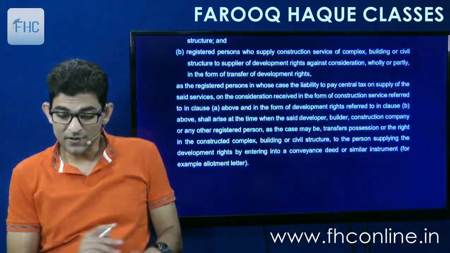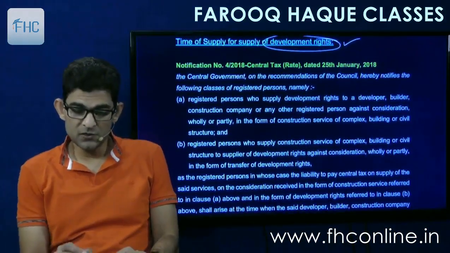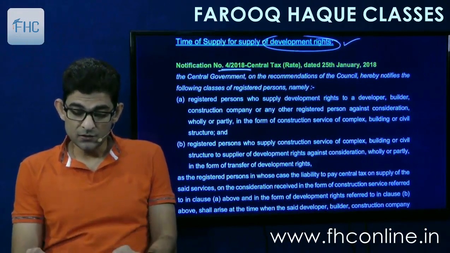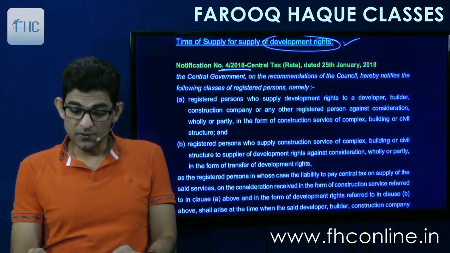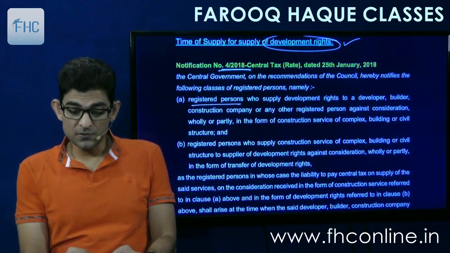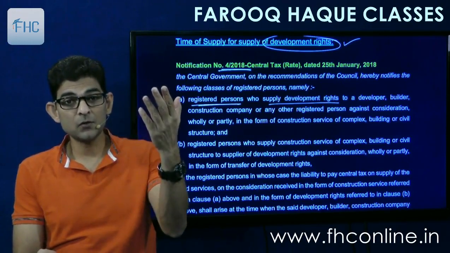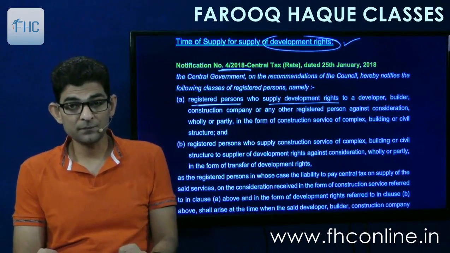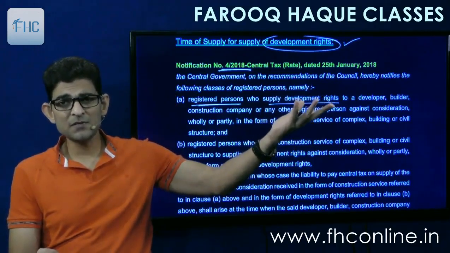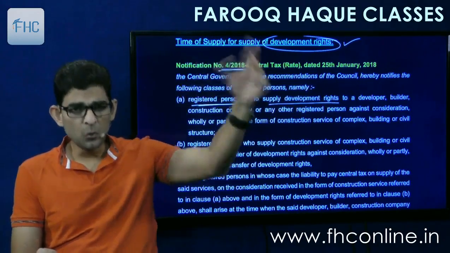Now what will be the time of supply? So let's see. This notification number 4 by 2018 discusses this issue. What does it say? The central government on the recommendation of the council hereby notifies the following classes of registered persons, namely, first, registered persons who supply development rights to the developer or the builder or the construction company or any other registered person. So this other person can be named as a builder, he can be called a developer, he can be called a construction company, whoever he is.